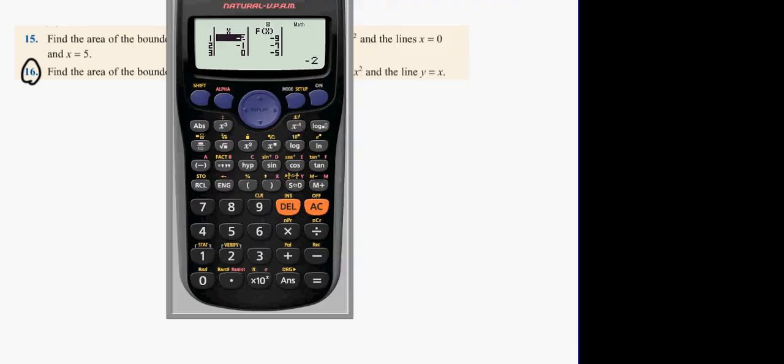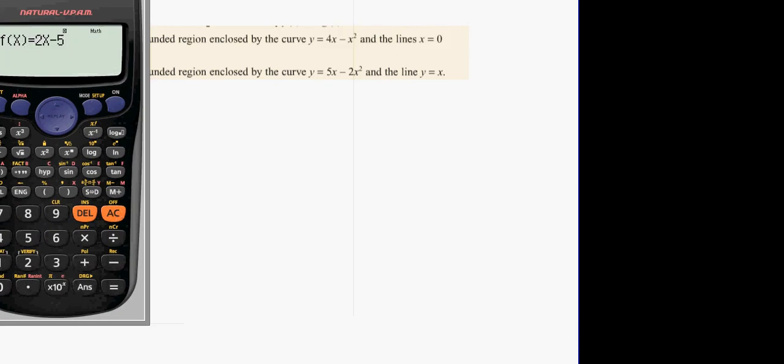Now, the next ones are different in the following ways. Find the area of the bounded region enclosed by the curve y = 5x - 2x² and the line y = x. Well guys, what we're going to do here is quickly put this into my calculator and get a quick graph of it.